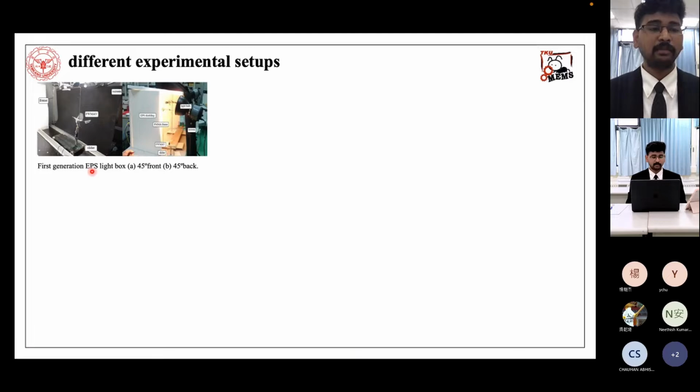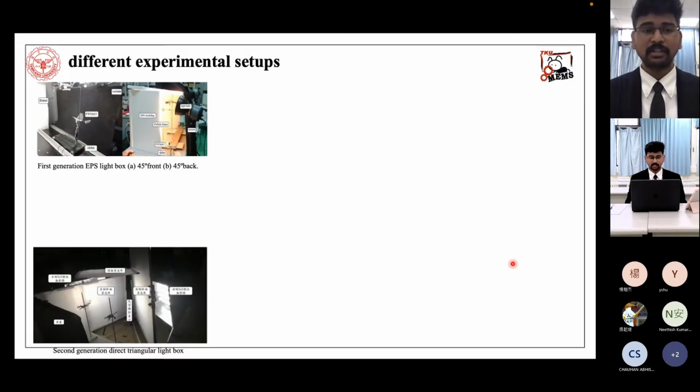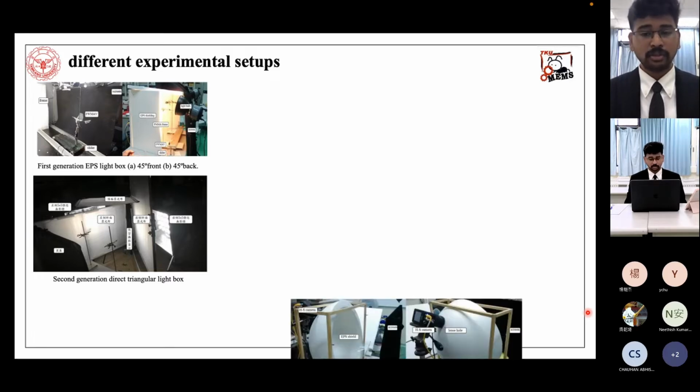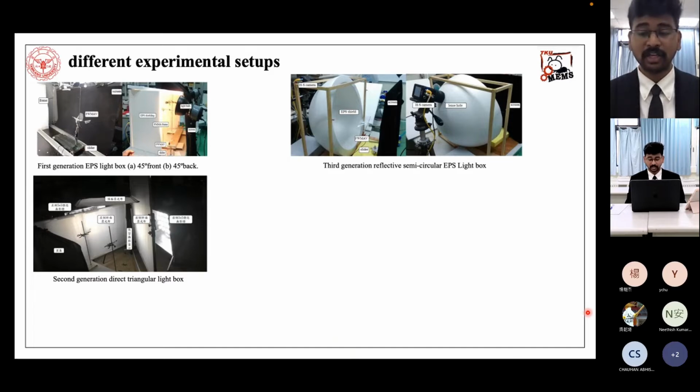Here in the video, you can see we entered with a 45 degrees angle and the light angle, which causes a problem with the recording of high speed video. So we shifted to the second generation. We implemented the boards in a triangular manner, where the light direction changes with respect to the camera. The modified second generation with the triangular setup box, with the light facing towards the camera, reduced most of the reflection problems while recording the high speed camera video for the starboard direction. Then we moved on to the third generation, a modification with semicircle shaped EPS sheets.